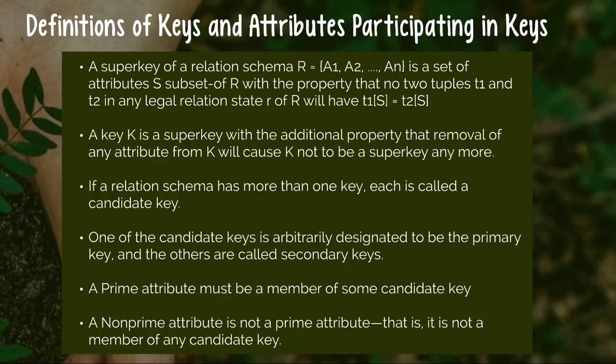If a relation has more than one key, we call each of those keys a candidate key. One of the candidate keys is arbitrarily designated as the primary key, and all the others we call secondary keys. So that is the definition of keys.